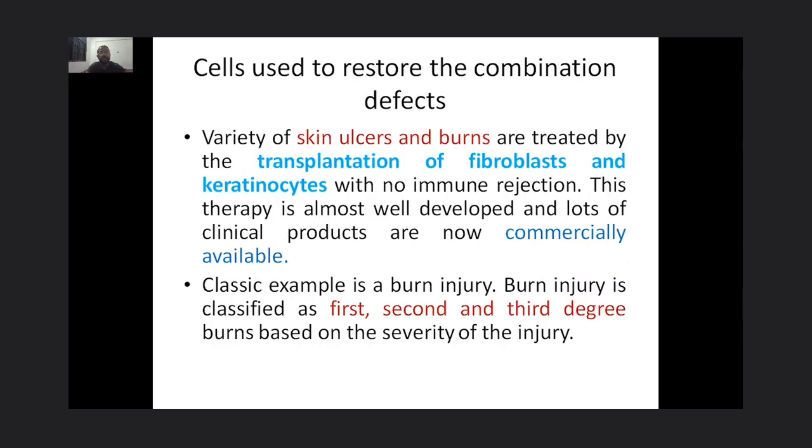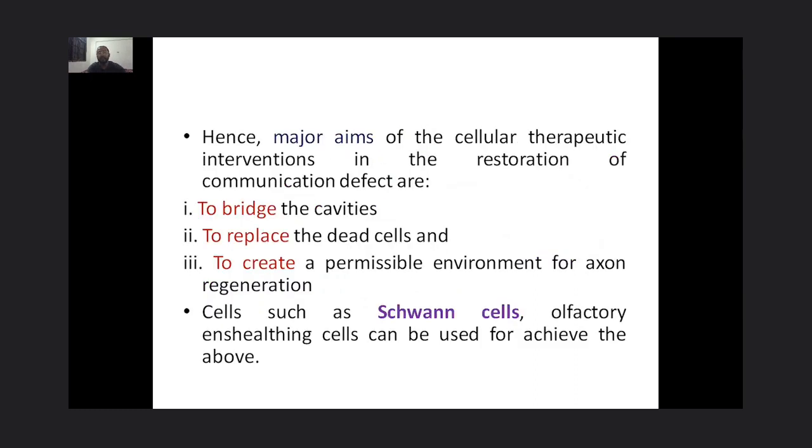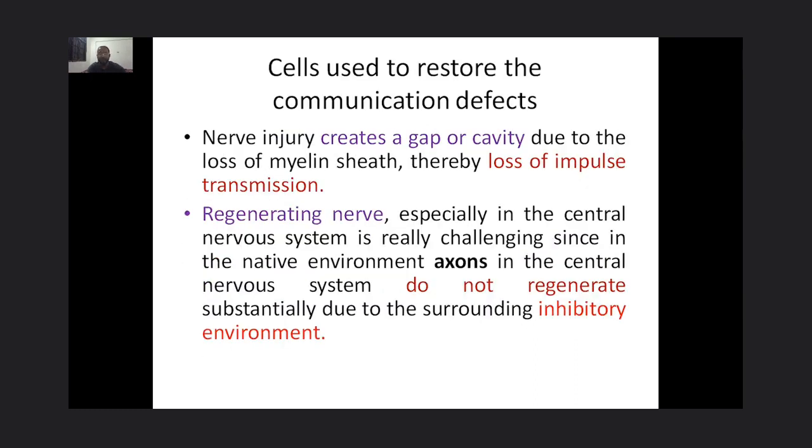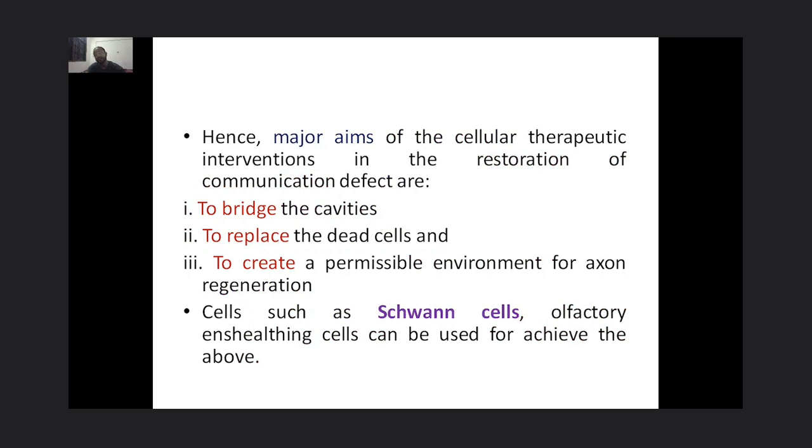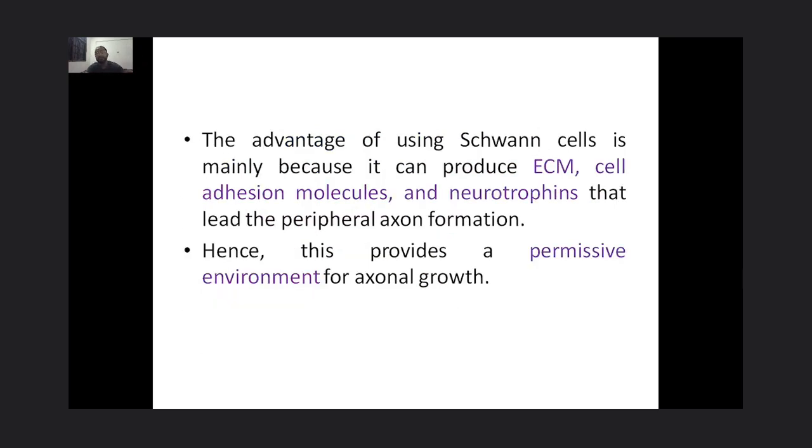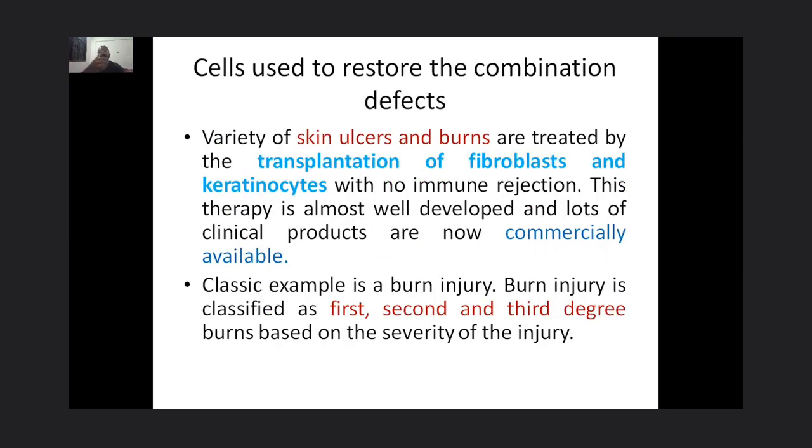Axons will start growing. So that is how we are going to treat the communication defects. You have the damaged nerve, replace it in the three different ways. With the Schwann cells, we can get the ECM, cell adhesion molecules, and neurotrophins. With that, we can create the environment which allows the axonal growth properly.